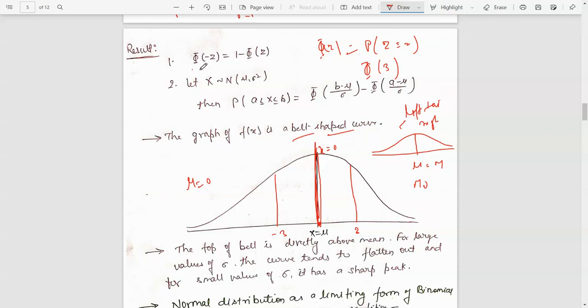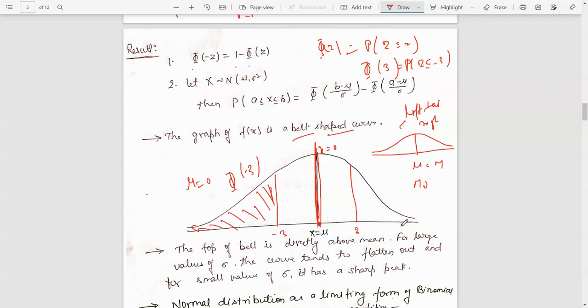The theorem is that phi of minus z is equal to 1 minus phi of z. What does this mean? Let's say we want to calculate phi of minus 3. That is the probability of capital Z less than or equal to minus 3. So all this particular area is what we need for capital phi of minus 3, and I am telling you this is going to be 1 minus phi of z.